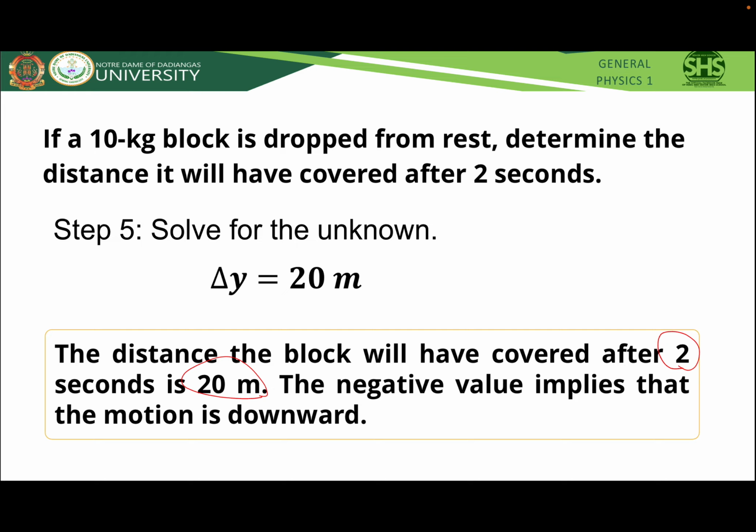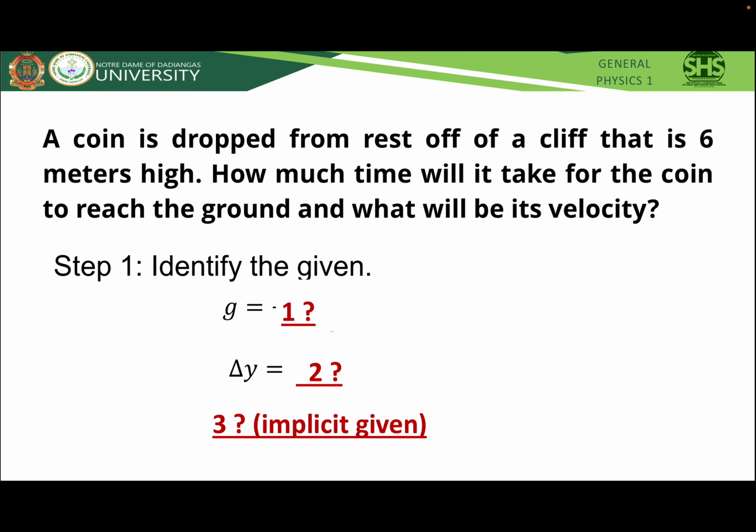The negative value implies that the motion is downward. And we already discussed that a couple of lessons back. Okay? So, if the motion is downward, or if we will be referring to a Cartesian plane, a downward vertical orientation will always be negative. Okay? So, that's our answer right there.